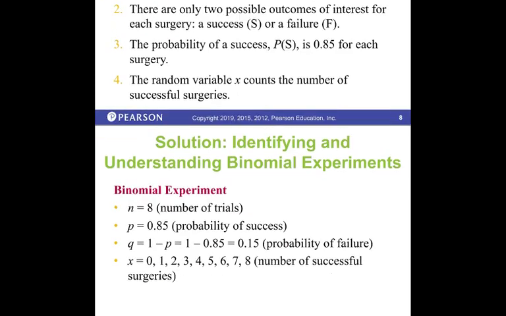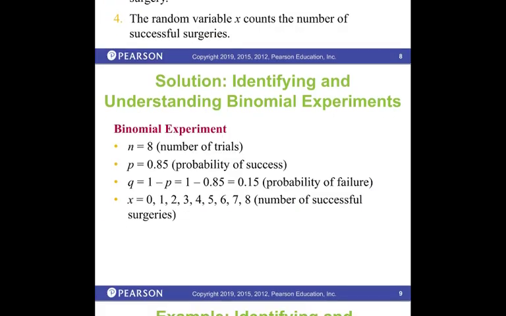Oh, I forgot to end. Okay, well, we have it here. So N is going to be the number of trials. So it's 8 trials. Probability of success, P, is 85%. The failure is going to be 1 minus P, which is going to be 15%. And then the random variable X, counting the number of successful surgeries, we could have 0 successful surgeries or 1 or 2 or 3, all the way up to 8 successful surgeries.